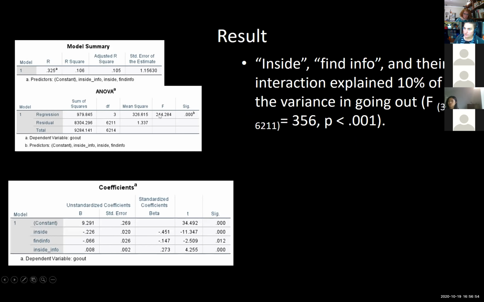Now here's the result. The result is actually pretty similar here. We didn't explain much more variability. Inside, find information, and their interaction are explaining almost 11% of the variance in going out. Now our numerator degrees of freedom has 3 now, where before it only had 2 because we have a third predictor that we didn't have before. And now let's do this one.